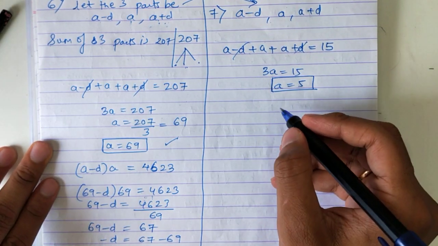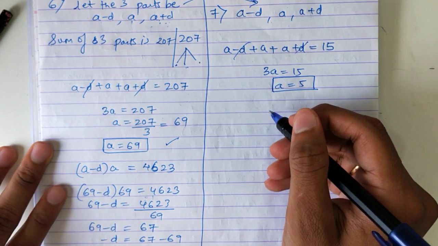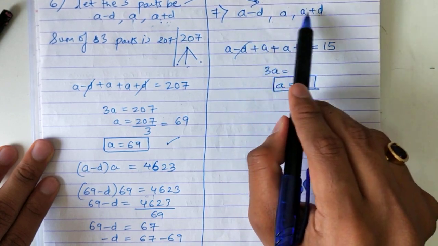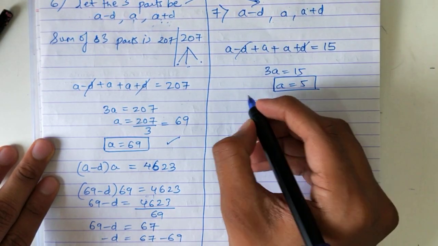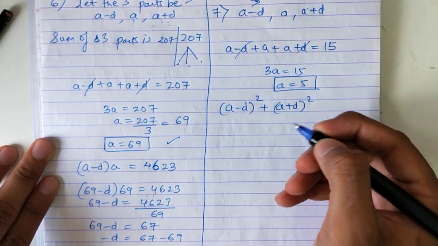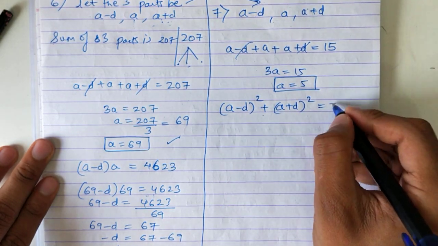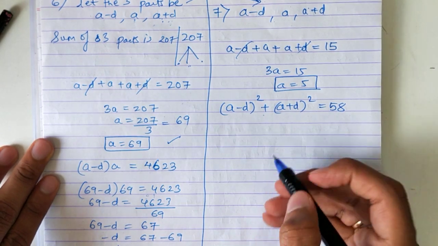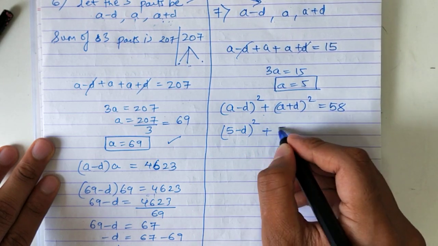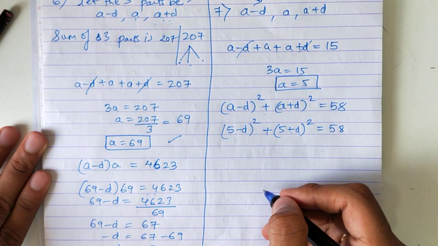Okay. Then they have said the sum of the squares of the extremes is 58. Extremes का मतलब क्या होता है? First और last. So sum of the squares of extremes means extremes का square करो and उसका sum. Sum of the squares of extremes is 58. समझ गए? So यहाँ पे एक ही जगह पे 5 पुट कर लेते हैं. So 5 minus d the whole square plus 5 plus d the whole square is 58.